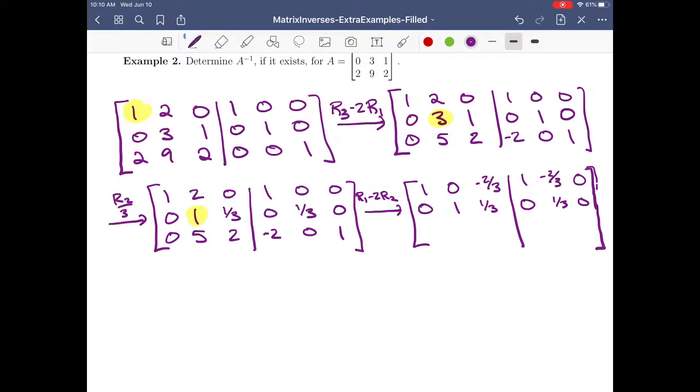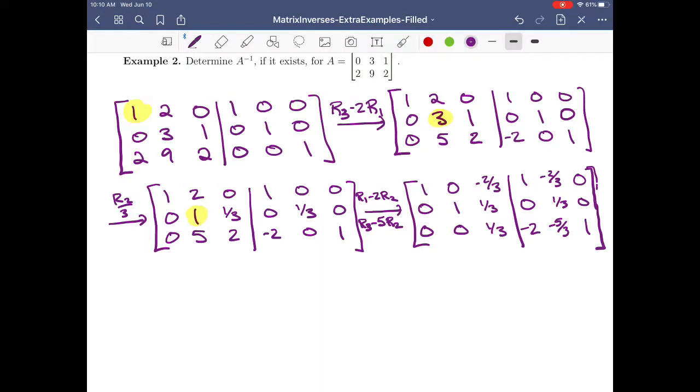And then I'm going to do row 3 minus 5 of row 2. So I have a 0, and then I have 2 minus 5/3. So that's actually a 1/3. Negative 2 minus 0. 0 minus 5/3 is minus 5/3. And then I have a 1.